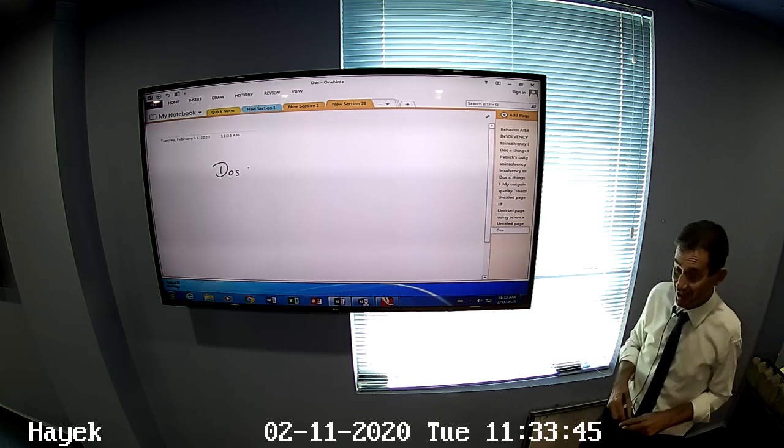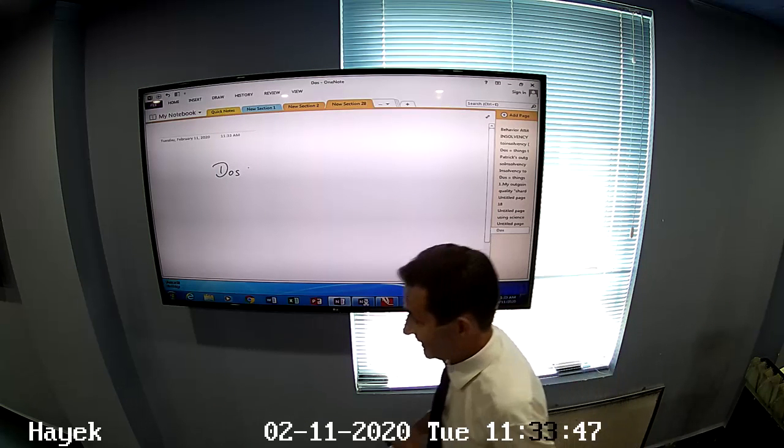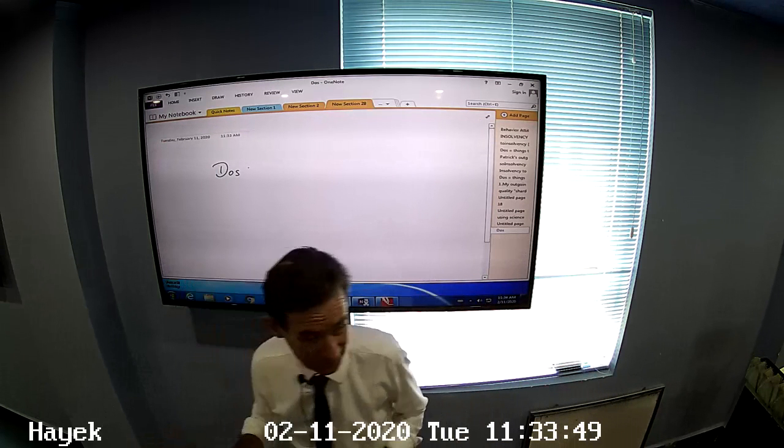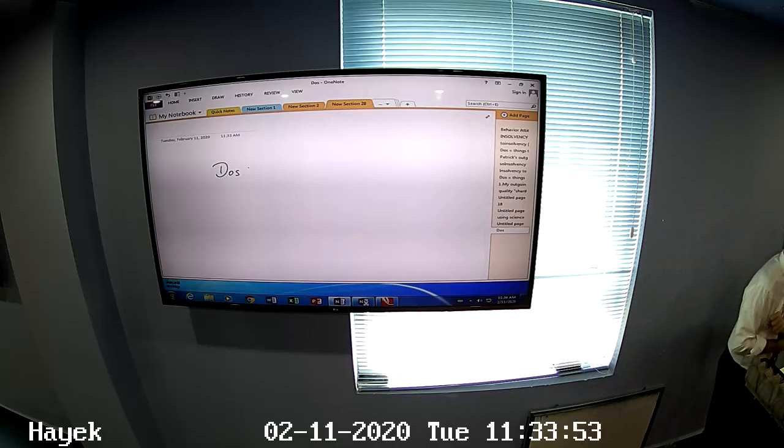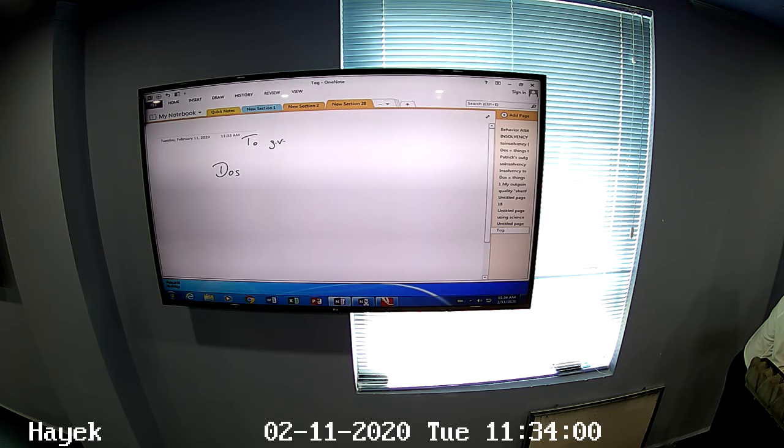This is an English word. It looks like the Spanish word for number 2. How would you pronounce this word in English? To give advice. Used to give advice. Do's. To give advice. Do's. And the opposite? Don'ts.